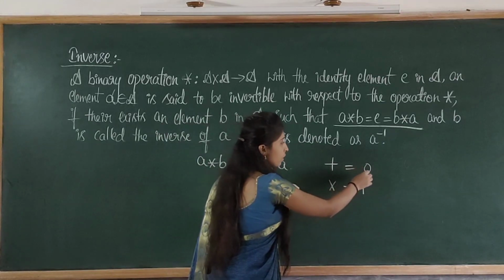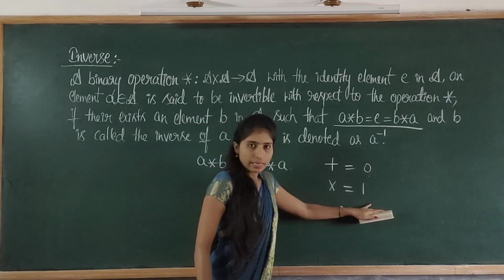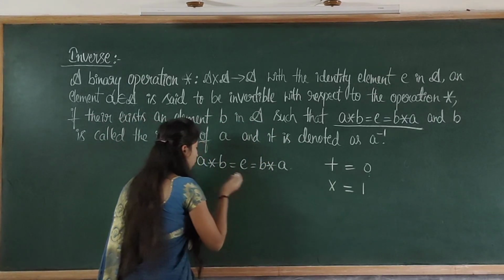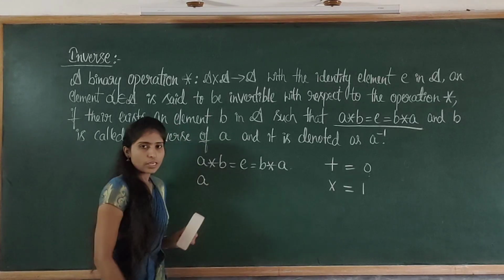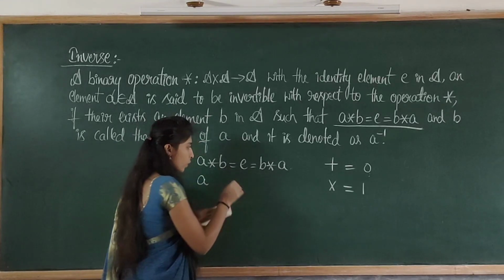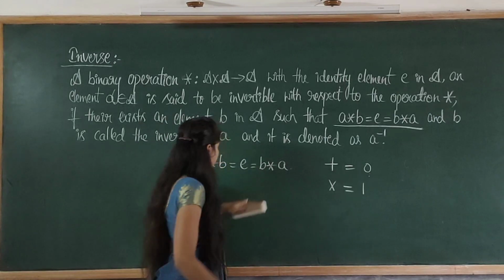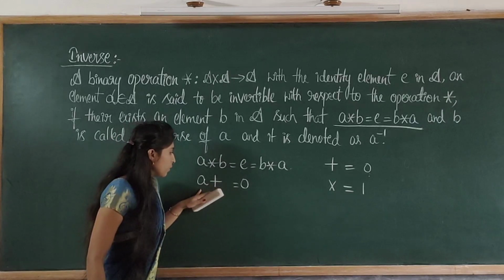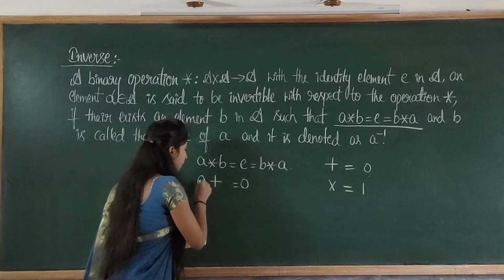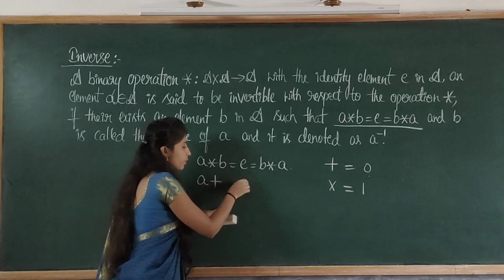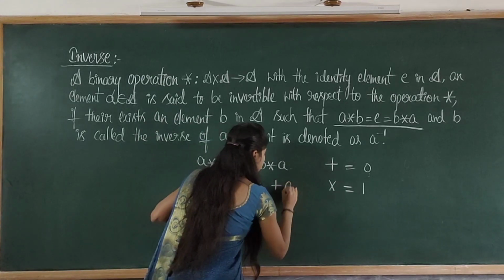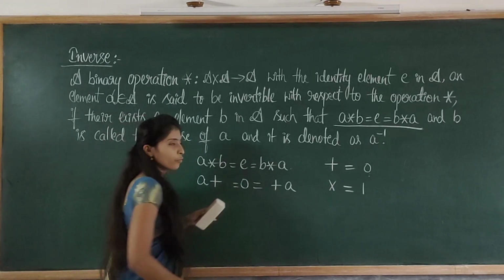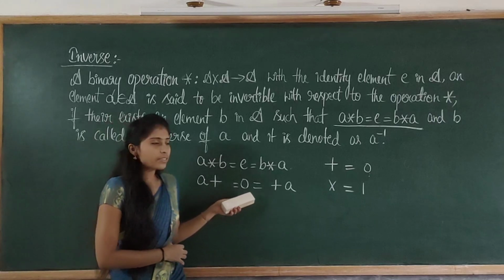For addition, the identity element is 0, and for multiplication, the identity element is 1. For inverse, suppose A, what value do we have to add here to get the identity element for addition? See, this is addition, right? So what is the inverse property? A plus what number do we have to add here to get 0? You have to put minus A, negative A, in addition, right? Whatever you get, if you put the negative of that, then you will get 0 here.